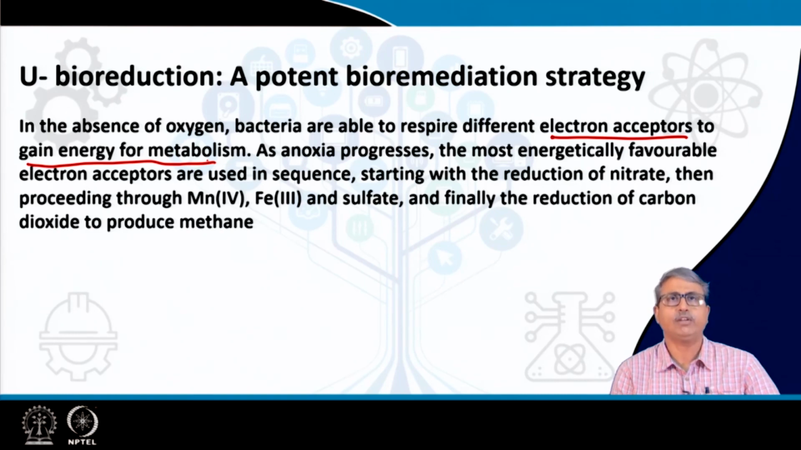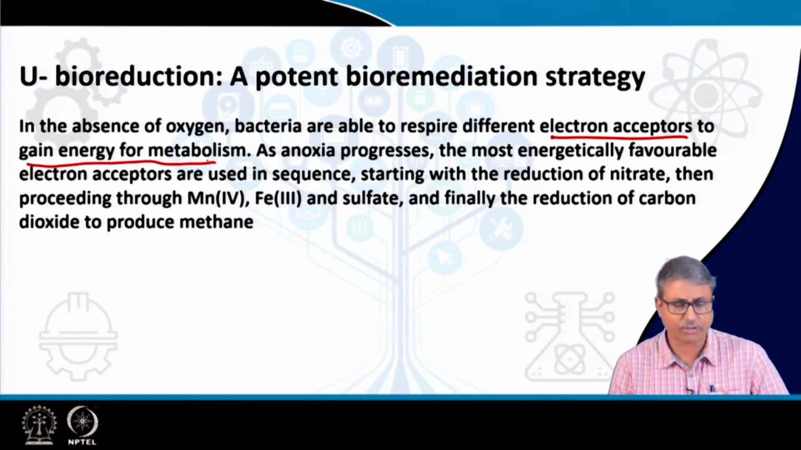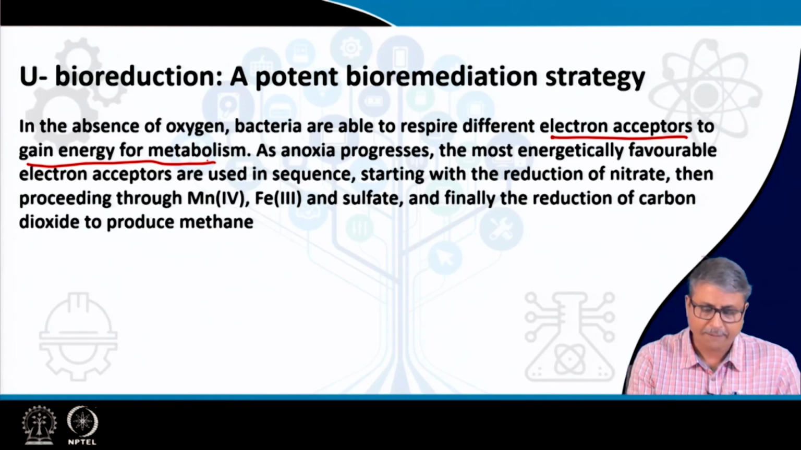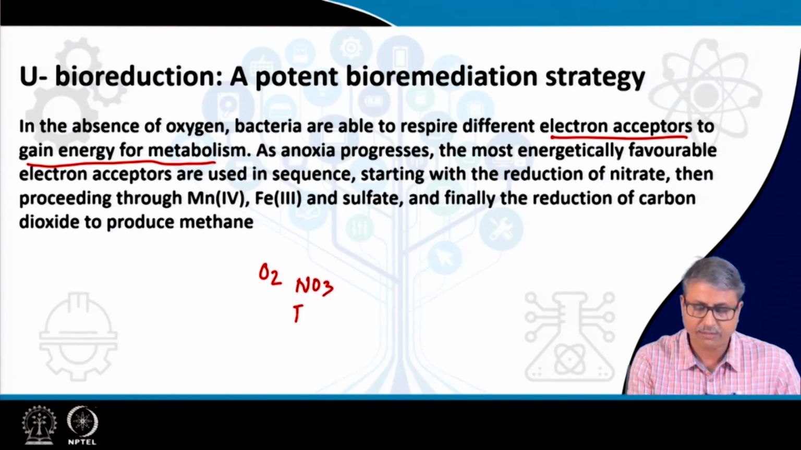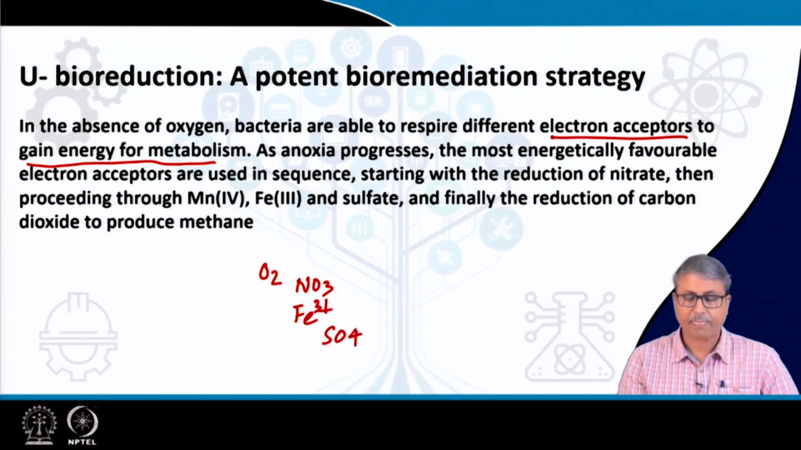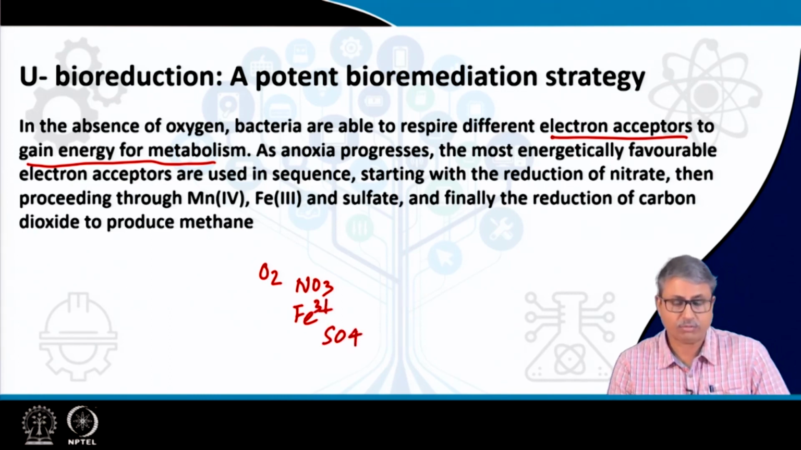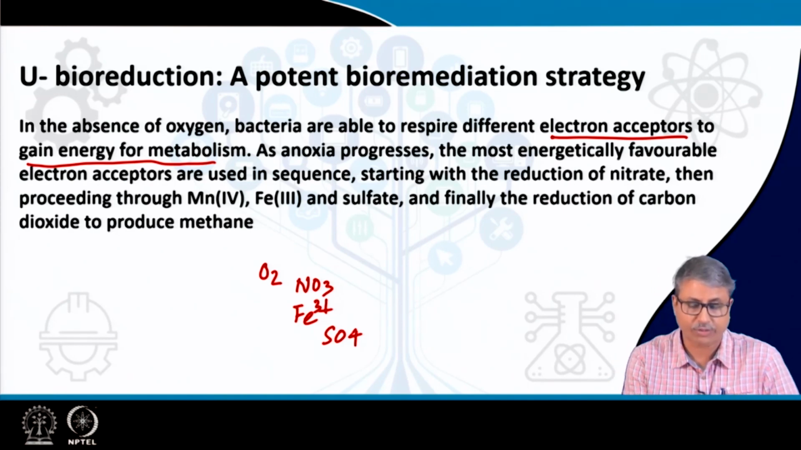Now, as the anoxia progresses, the most energetically favorable electron acceptors are used in a sequence, and that follows the redox chronology of redox reactions. So, if we consider that in the aquifer environment we have some amount of oxygen, of course, some nitrate will be there, iron 3 and sulphate will be there. These are the common electron acceptors present in the aquifer environment.